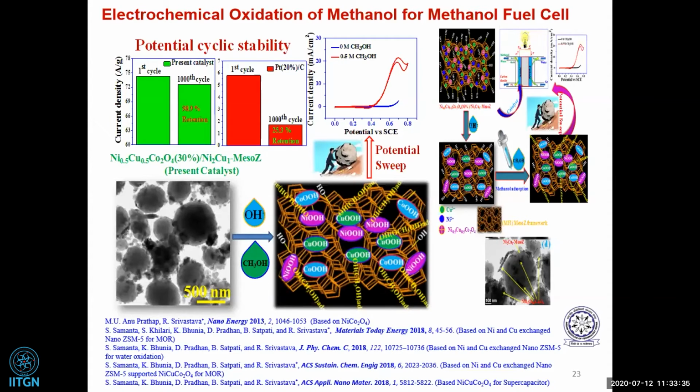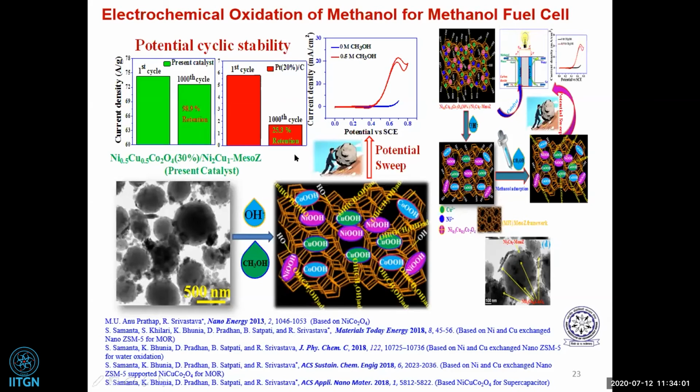methanol oxidation. But the problem was that deactivation was observed. But when we implant Ni0.5Cu0.5Co2O4, 30%, onto this active support, we obtained that after 1000 cycles we got almost 99% retention in the activity, that is, in the potential cycle stability. Whereas in the case of platinum, it was reduced to 25% in 1000 cycles.